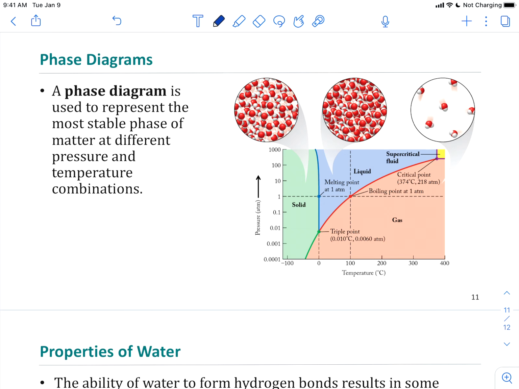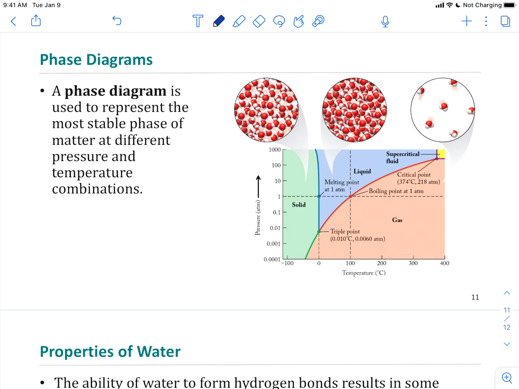The second to last thing is phase diagrams. I'm just going to introduce these. What you typically have in a phase diagram is pressure on your y-axis, could be in different units but often atmospheres, and temperature on your x-axis, in degrees C typically. And we have these lines that separate the different phases: solid, liquid, and gas. Okay?